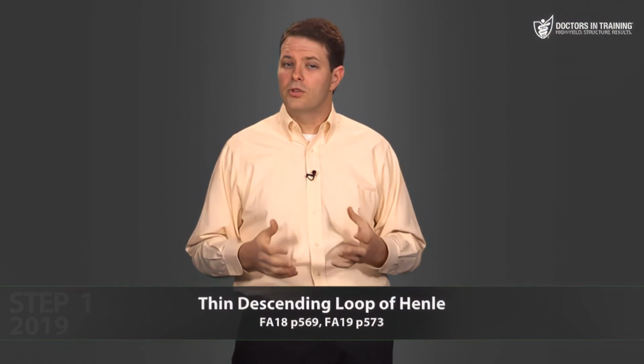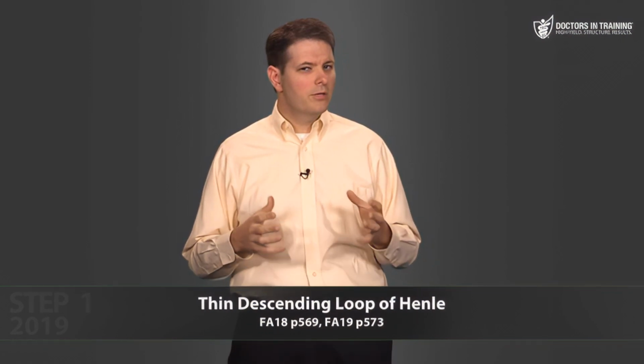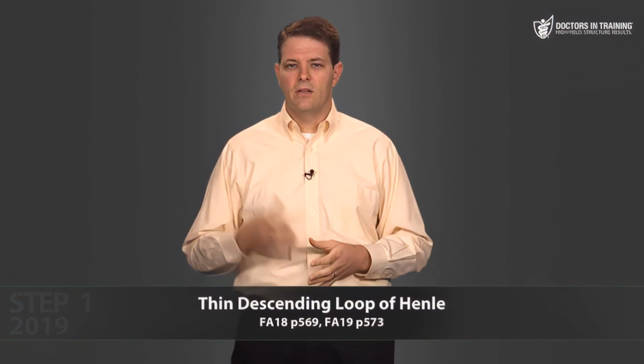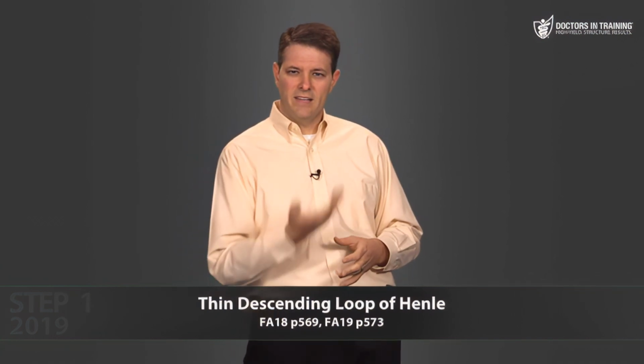That's it for the proximal tubule, our workhorse. It's pretty much all downhill from there. The next part of the nephron is the loop of Henle. So there's a descending limb and an ascending limb.